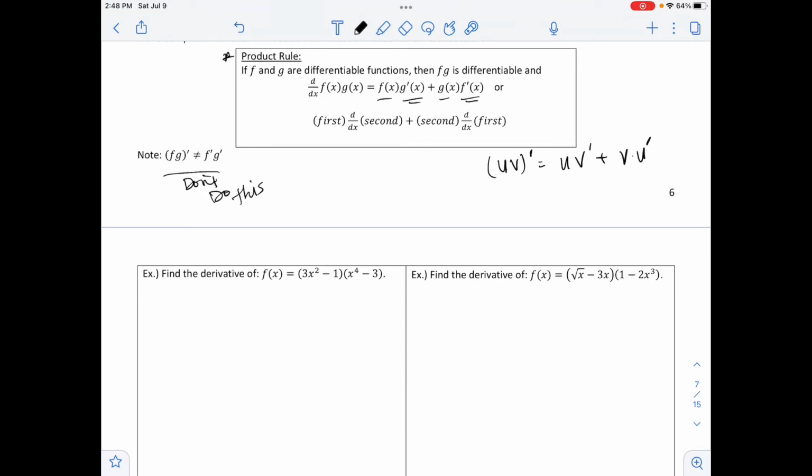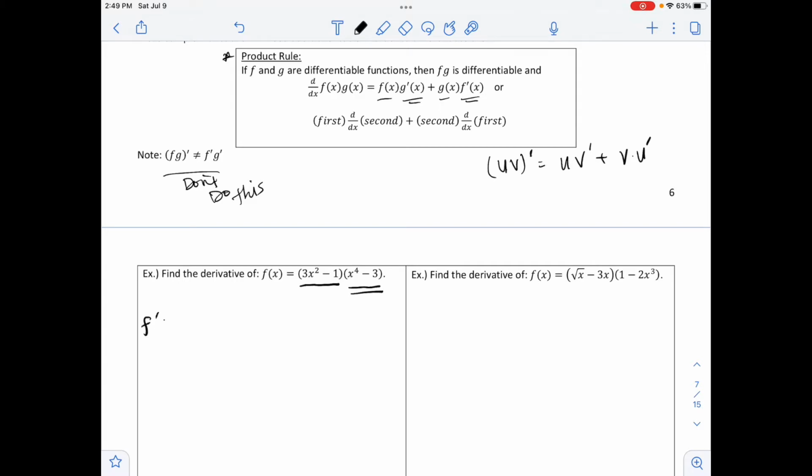So the example down below says find the derivative of f of x equals 3x squared minus 1 times x to the fourth minus 3. And so the techniques that we had in the previous section with using the power rule, we had to multiply this out, combine like terms, and then take the derivative. But we're going to go ahead and try to use that product rule. So we have one product, one of those factors in the product is going to be 3x squared minus 1, and the other one's going to be x to the fourth minus 3.